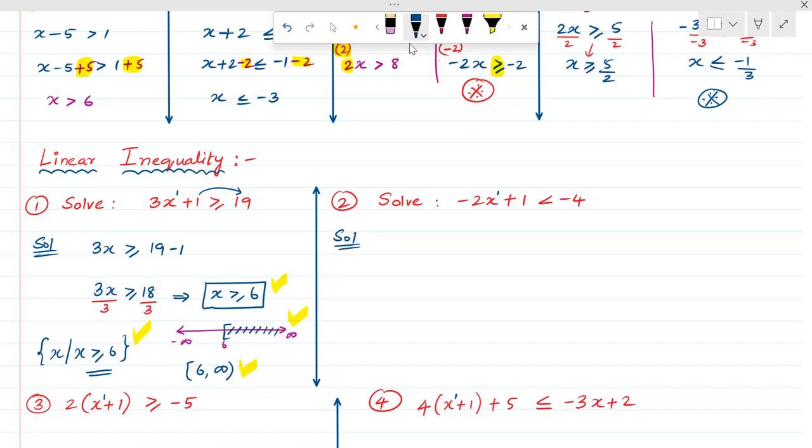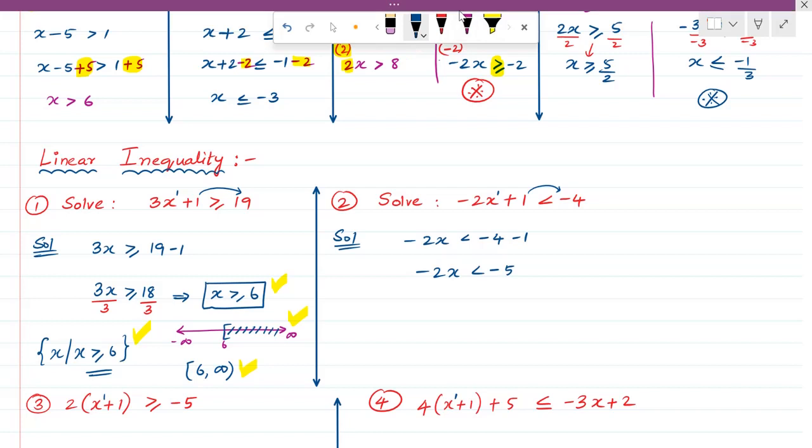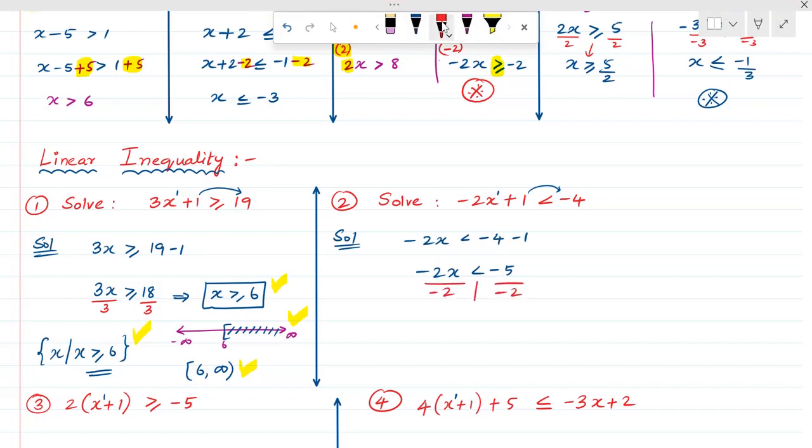Here we will have minus 2x. If you move the 1 up, the sign stays, you will get less than minus 4 minus 1. So it is minus 2x less than minus 5. Now I have to divide by minus 2. Whenever you divide by a minus, the inequality changes. Therefore, it becomes minus 2 cancels, and you will get x is greater than, the minuses cancel, you will have a fraction 5 over 2. So this is what you have.